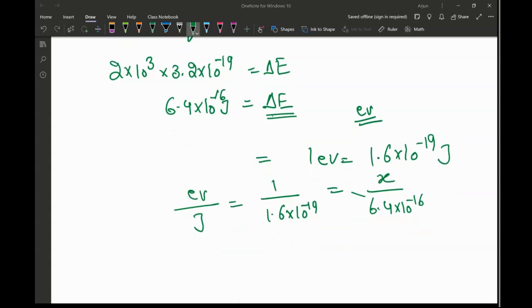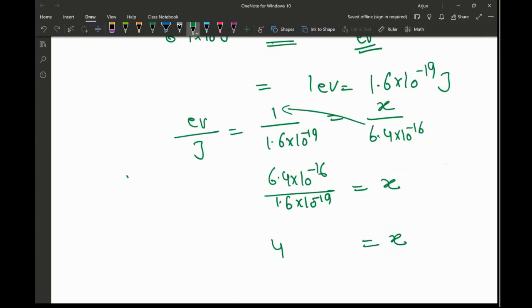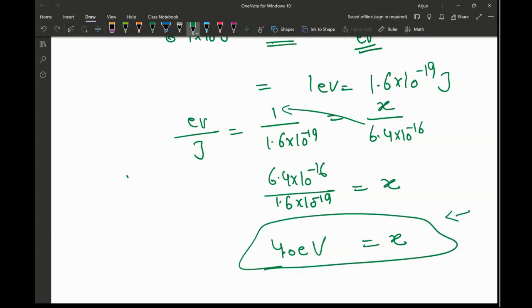Then I'll cross multiply. 6.4 times 10 raised to the power negative 16 divided by 1.6 times 10 raised to the power negative 19 equals X, which is going to give me 4 eV, 4.0 electron volts. So hopefully you were able to understand this question.